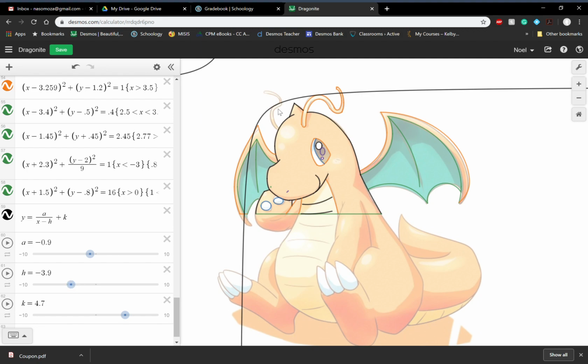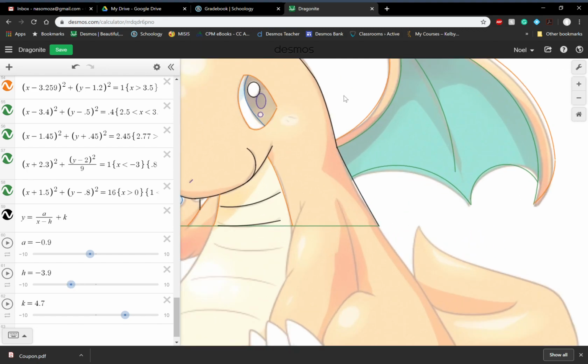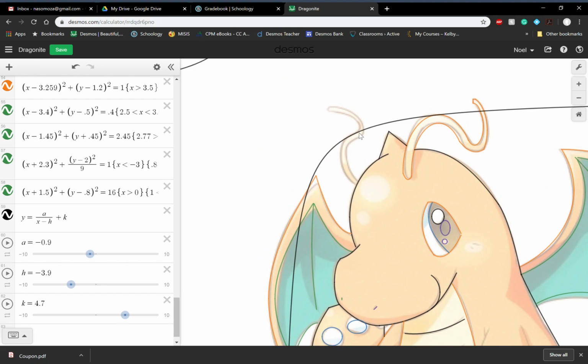Okay, so do you see how I have a piece right here? Let me zoom in on it. I have a piece right here that kind of lined up perfectly. Okay, so let's say I only want to use this piece. Alright, so if you want to be able to use the sliders again, here's what you can do.